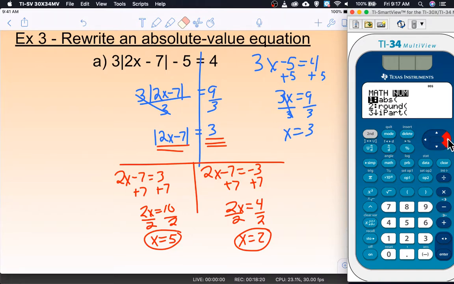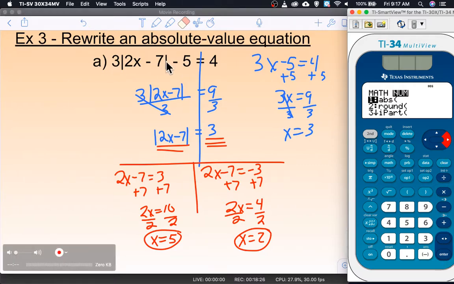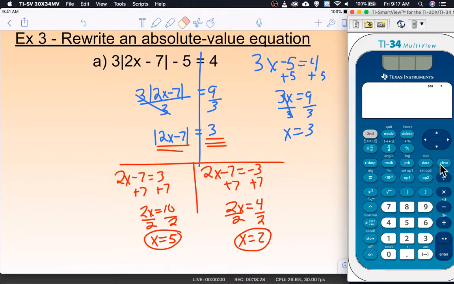Not there. Oh, there's absolute value. So if you hit math and go over to number, you can actually take the absolute value. So I could type this whole darn thing in. Let's see if we can. 3 times the absolute value of, ooh, it even gives us nice pretty bars.